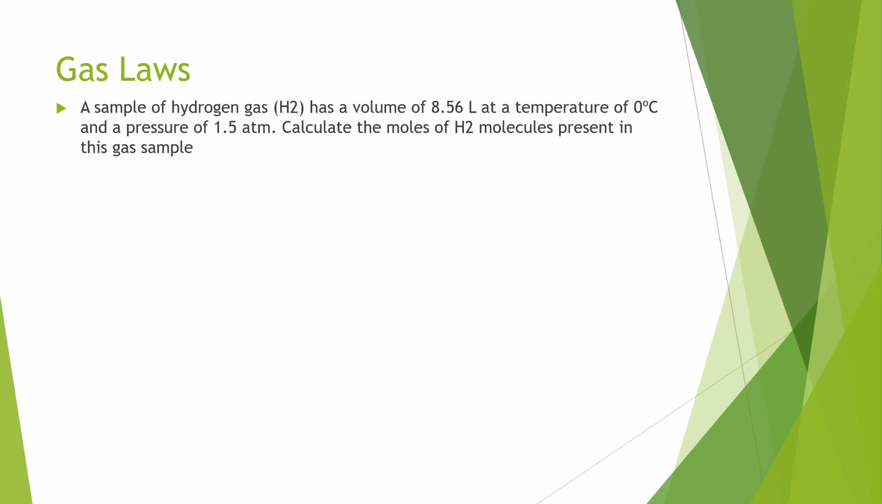Okay. A sample of hydrogen gas has a volume of 8.56 liters at 0 degrees and a pressure of 1.5 atmospheres. Calculate the moles of hydrogen molecules present in this gas. So you'll notice that nothing's changing here. We're not changing conditions, so we don't have to set them equal to each other. This time, we're simply going to use our regular PV equals nRT, and we are solving for moles. So n equals PV over RT.